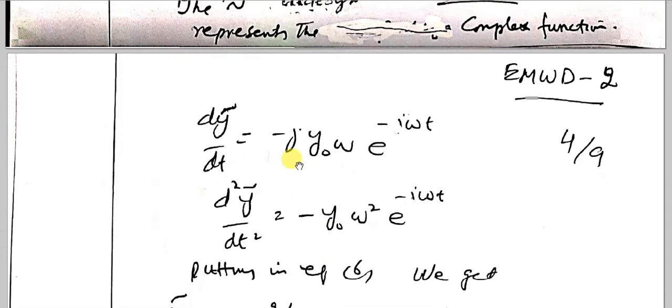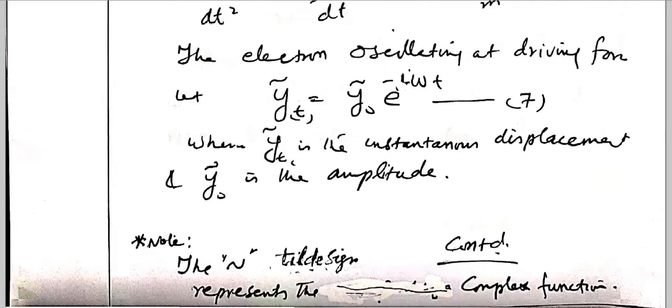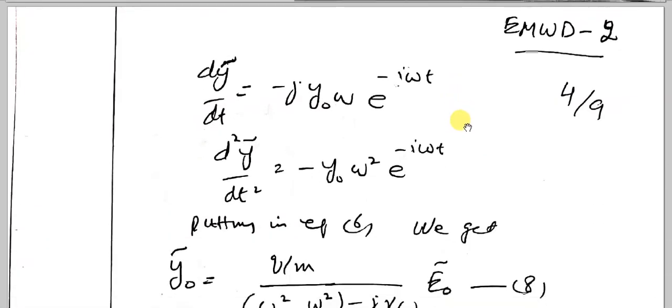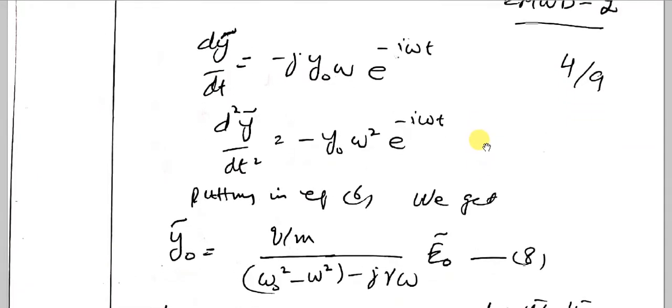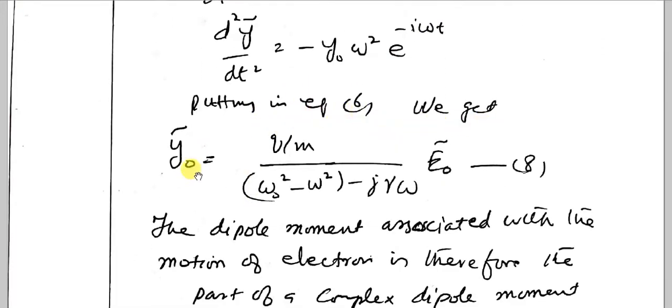It is equal to minus i omega y naught e to the power minus i omega t. I have been using the j term, but we will use i. So d2y by dt square is equal to minus y naught omega square e to the power minus i omega t. Putting in equation 6, we get y naught q by m, omega naught square minus omega square minus i gamma omega, times E naught.